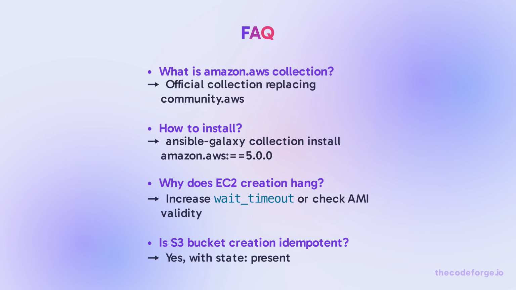And a few frequently asked questions. What is the Amazon Web Services Collection? Official collection replacing community Amazon Web Services. How to install? ansible-galaxy collection install amazon.aws==5.0.0. Why does Elastic Compute Cloud creation hang? Increase wait_timeout or check AMI validity. Is Simple Storage Service bucket creation idempotent? Yes, with state present. Can I update Identity and Access Management role policies? Yes, but managed_policies is additive.